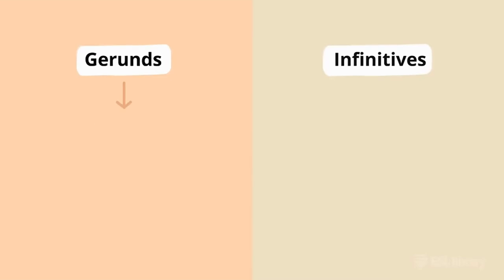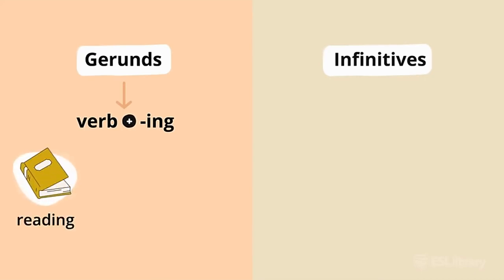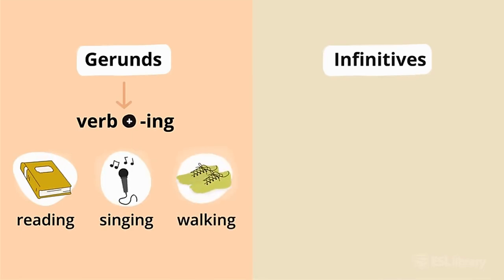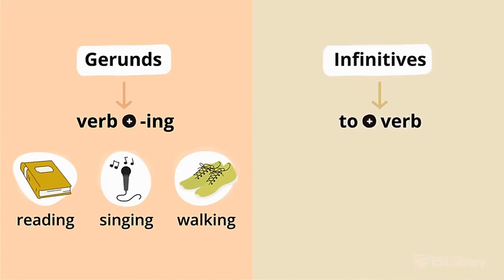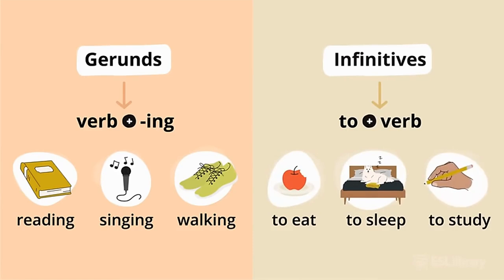Gerunds are formed by adding ing to the base form of the verb. For example, reading, singing, and walking are gerunds. Infinitive verbs are formed with the word to and the base form of the verb. For example, to eat, to sleep, and to study are infinitive verbs.